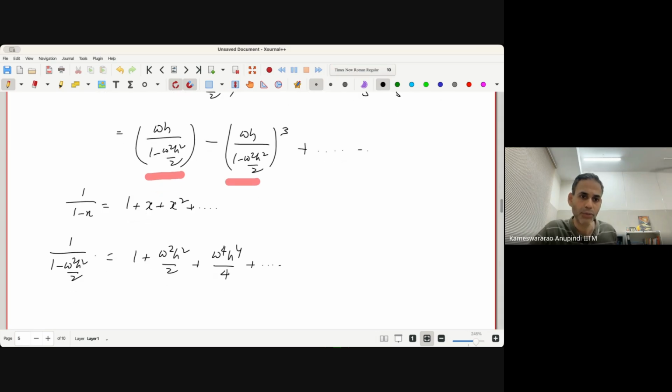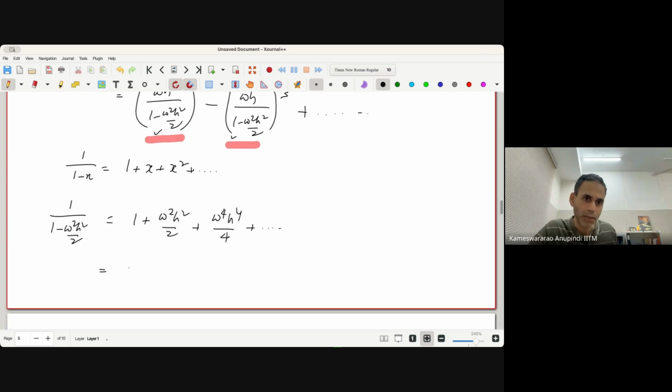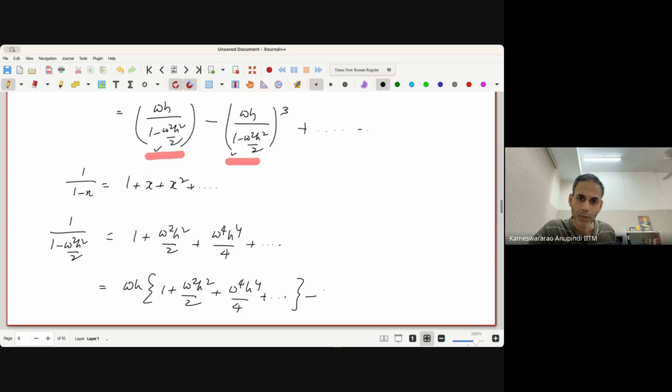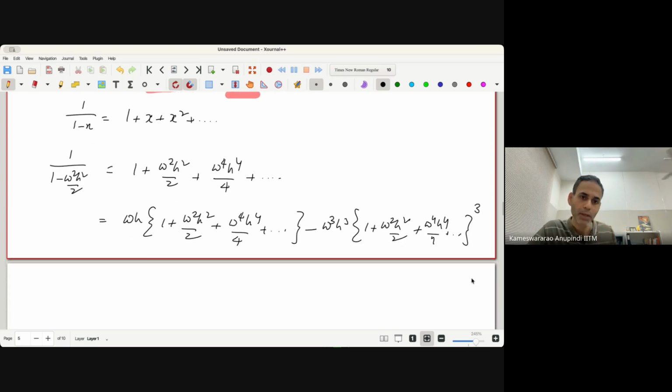Which I'm going to substitute in each of these expressions here. That is going to give me omega h times (1 plus omega square h square by 2 plus omega power 4 h power 4 by 4, and so on), and then minus omega cube h cube times, again the same thing, (1 plus omega square h square by 2 plus omega power 4 h power 4 by 4 and so on) cubed. That's what I'm going to get.